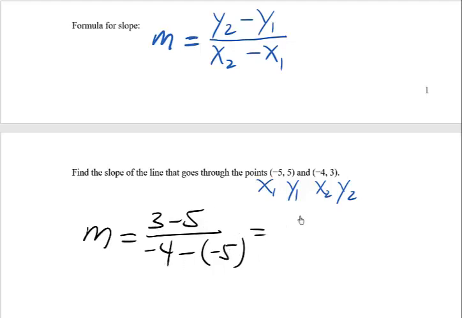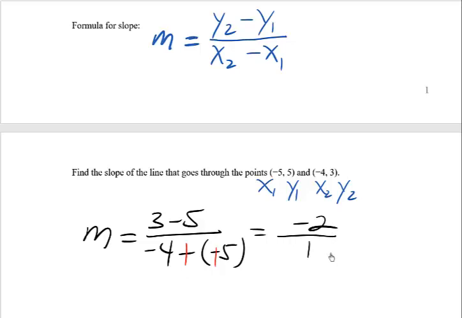Let's work out those calculations. On the top, let's see, 3 take away 5 is negative 2. On the bottom, when I subtract a negative, those guys plus out. Looks like I end up with positive 1. And so my rise over run ratio this time is negative 2 divided by 1.